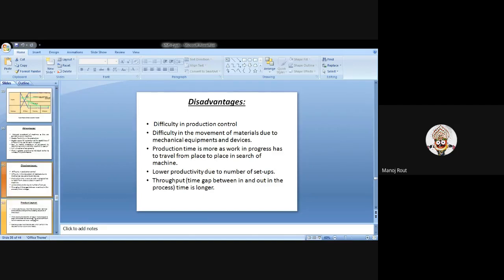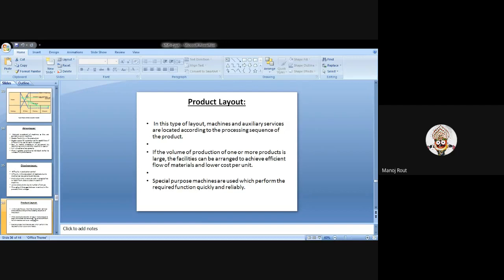The next is product layout. In case of product layout, in this type of layout, the machines and auxiliary services are allocated according to the process sequence. If the volume of production of one or more products is large, the facility can be arranged to achieve efficient flow of material and lower the cost per unit. Special machines are used which perform the required function quickly and reliably. The best example you could take is the automotive sector.